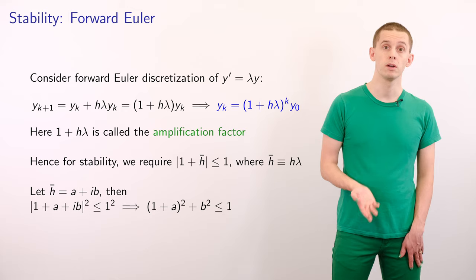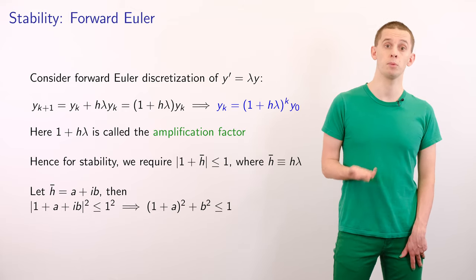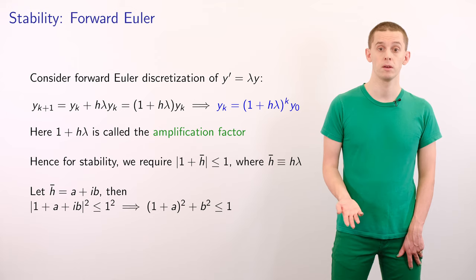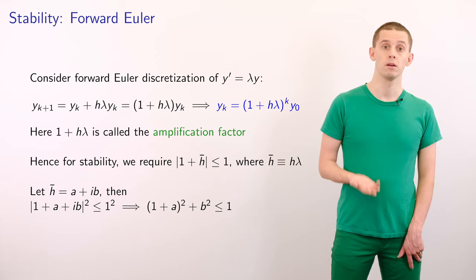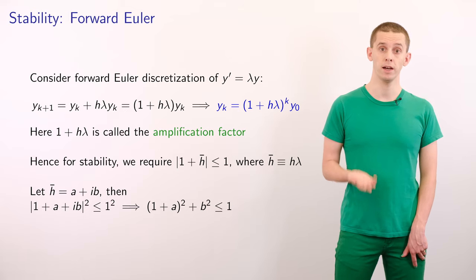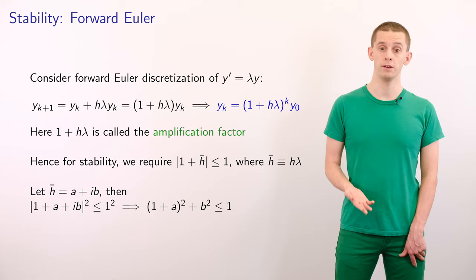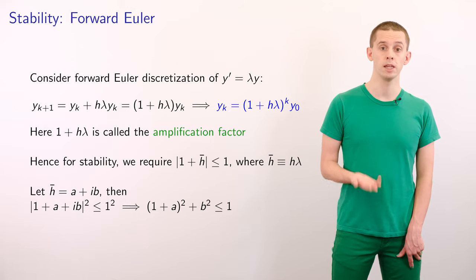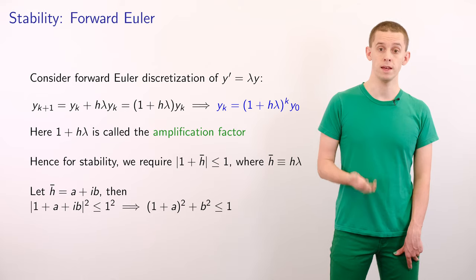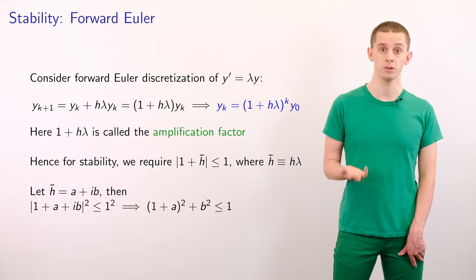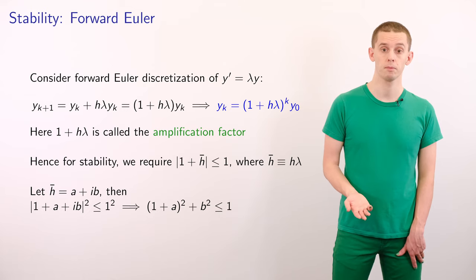And therefore, we can define that 1 plus h lambda is the amplification factor. And for stability, we'll therefore require that this amplification factor has magnitude less than or equal to 1. And we'll write h bar equal to h times lambda for simplicity. So therefore, we'll require that 1 plus h bar should have magnitude less than or equal to 1.